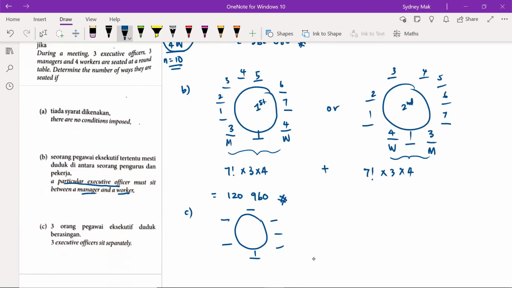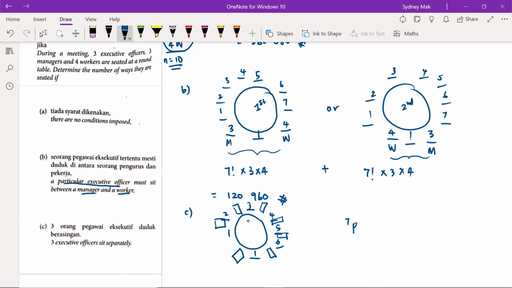So the remaining will be 6 of them. We have 6, 5, 4, 3, 2, 1. Now there are spaces in between them. These are the spaces whereby we can slot in the executive officers. So how many empty slots for the 3 executive officers? We have 1, 2, 3, 4, 5, 6, 7. So 7 empty slots.